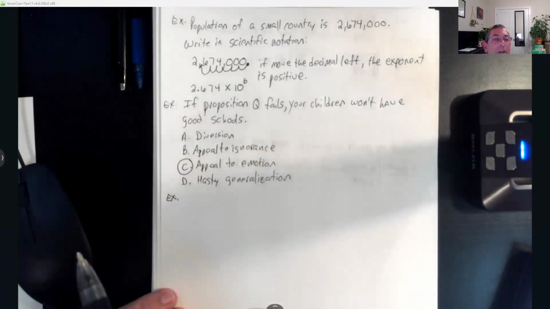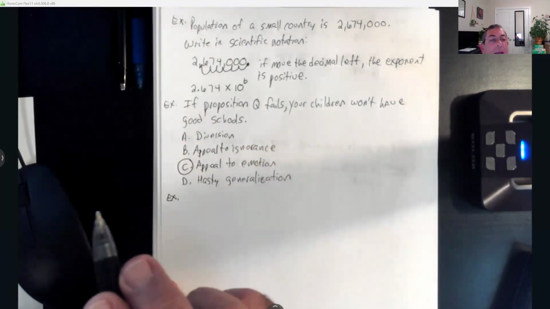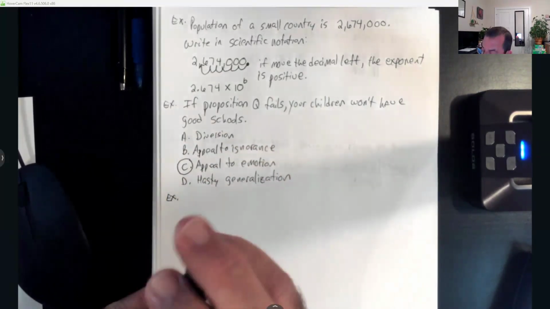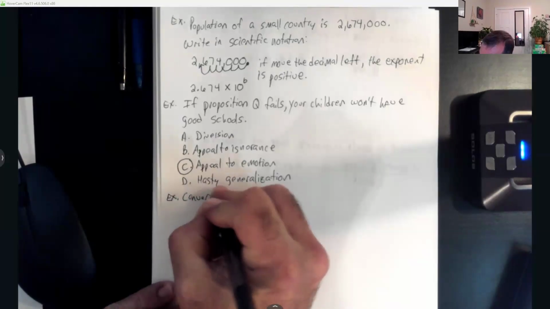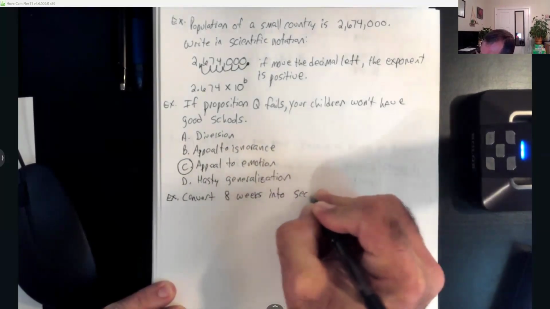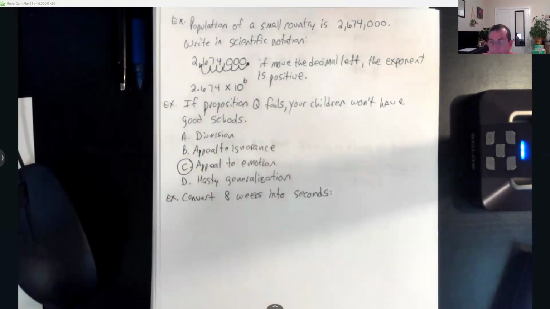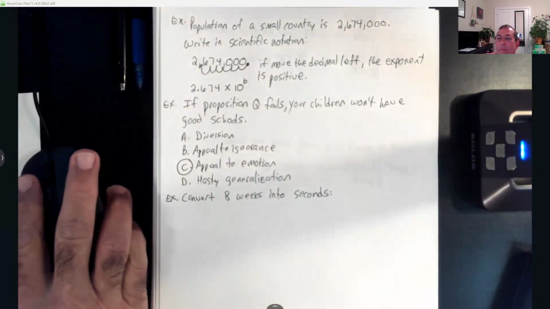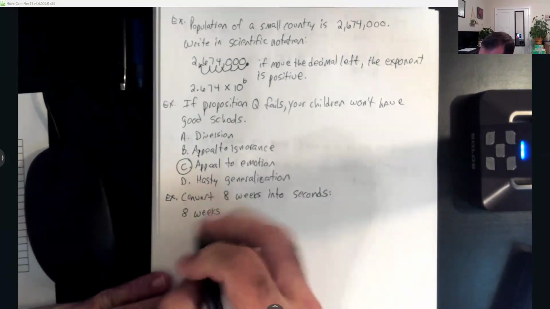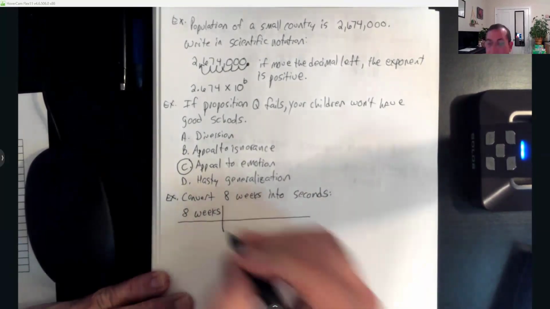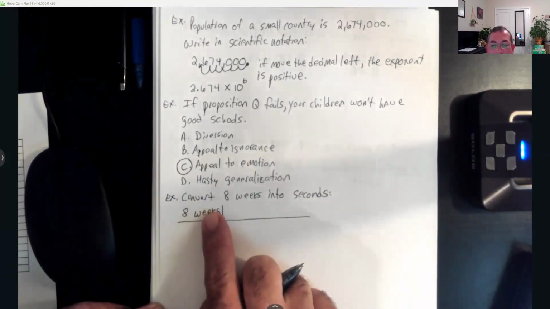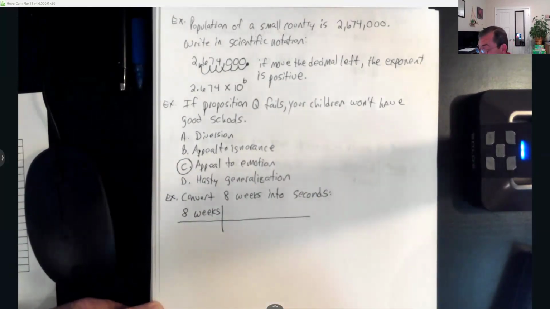So on this one, they want us to use a chain of conversions with familiar measures of time to convert 8 weeks into seconds. So we're going to basically convert 8 weeks into seconds. Okay. So we're starting with 8 weeks. And when we get done, we want this to be in seconds. So the first thing I'll probably do is turn weeks into days.